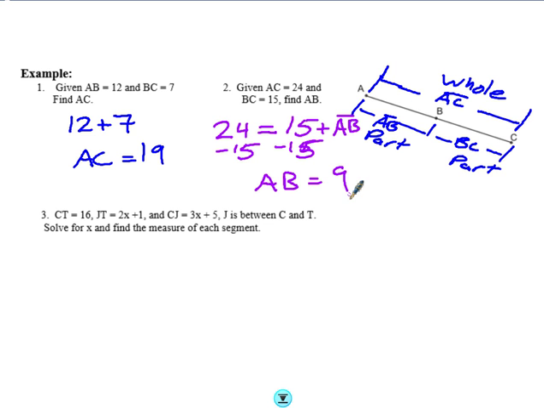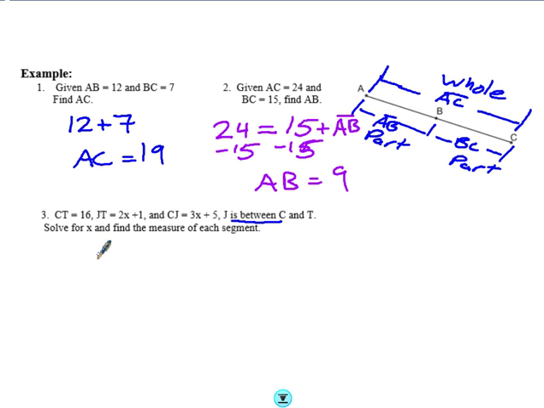If you look at example number 3, no figure is given to us. So this is where you need to understand the vocabulary. We are told that CT is 16, JT is 2x plus 1, and CJ is 3x plus 5. J is between C and T.